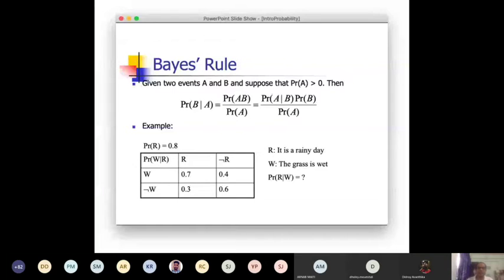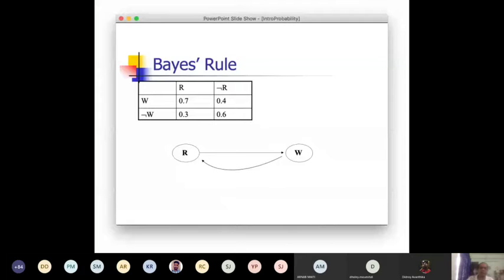And given this information, this table, and also the probability of rain, which is another piece of information on top of the table, given as 0.8, you can compute the probability of rain given the grass is wet. That means you can ask the reverse question: if you observe the grass is wet, what is the probability of rain? That means it's a rainy day. So we worked out this particular example in the previous class. Let me proceed from that point.